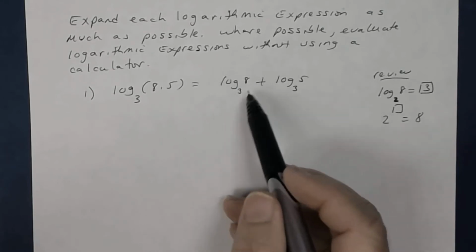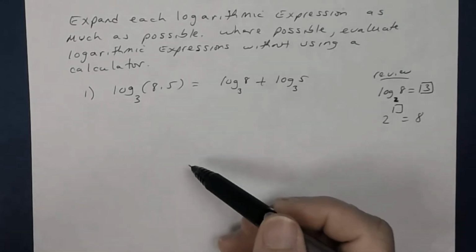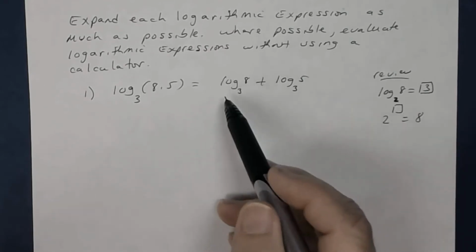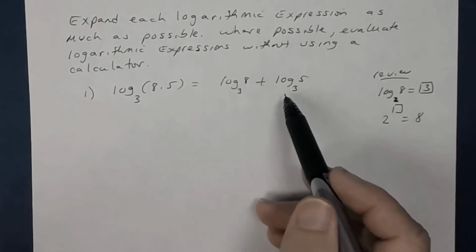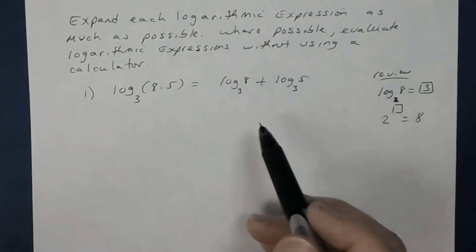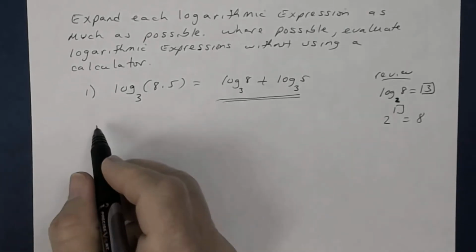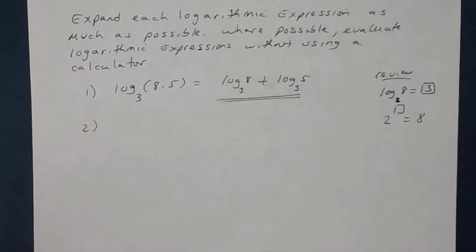In fact, you're going to need the base change formula to approximate what this is. So 3 to the second is not 8. 3 to the third is not 8. So I'm done with this part. What about this? 3 to the second is not 5. 3 to the third is not 5. So I'm done. So there's your answer. Okay? All right, number 2. So you gotta think like this before you go into the next problem.